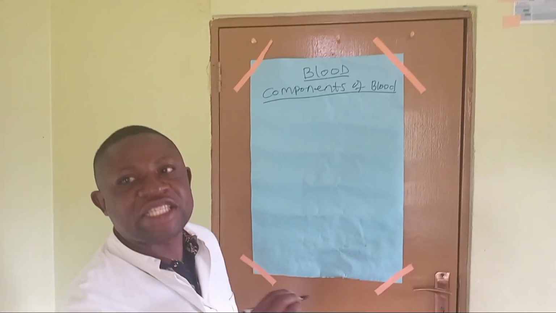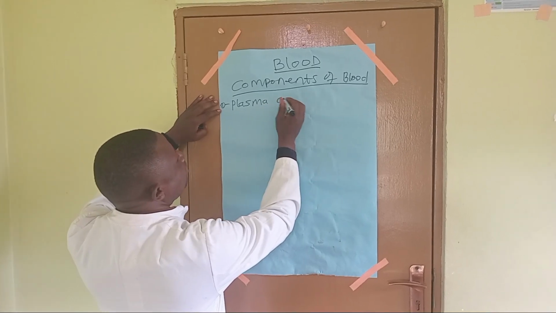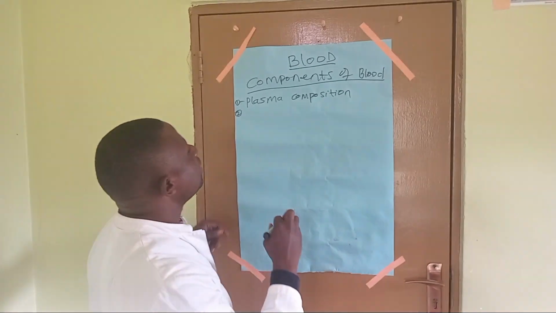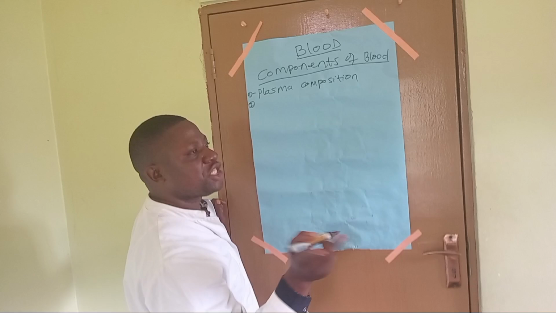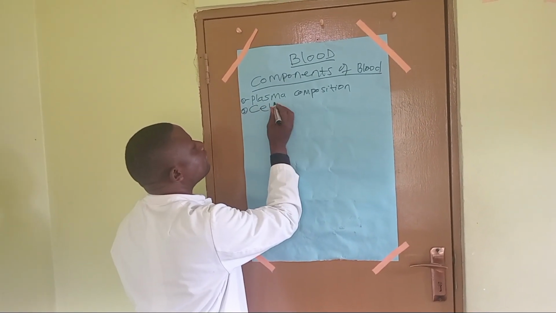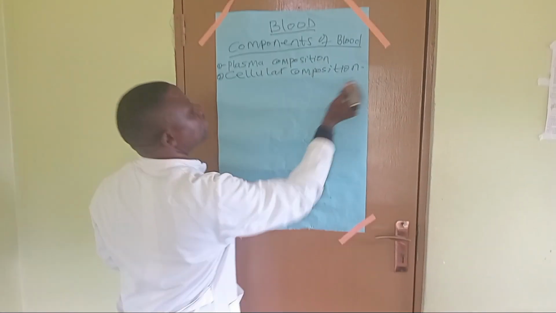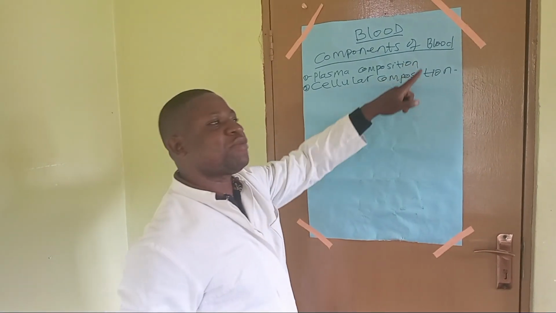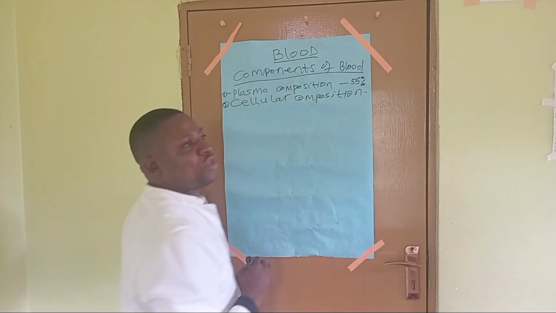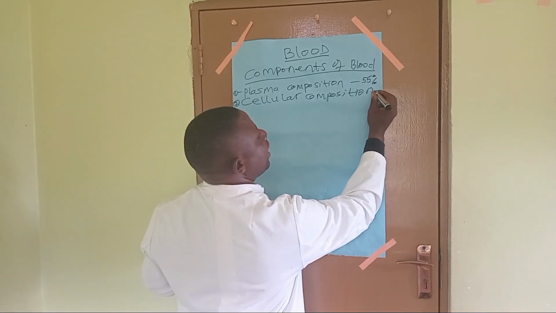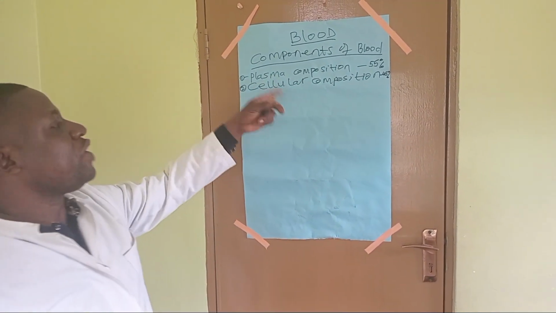We have the plasma component. We have the plasma composition and we have the cellular composition. This plasma composition takes 55% of the whole blood. Then the cellular composition takes the 45% of the whole blood.